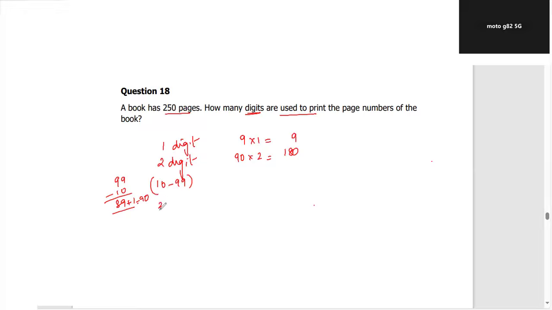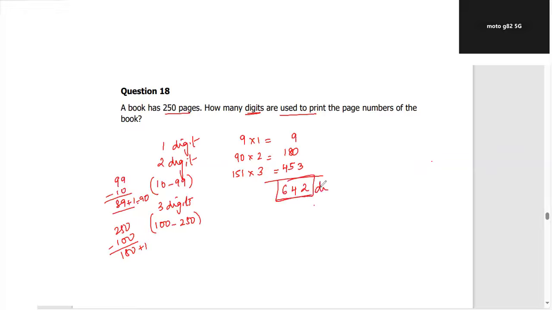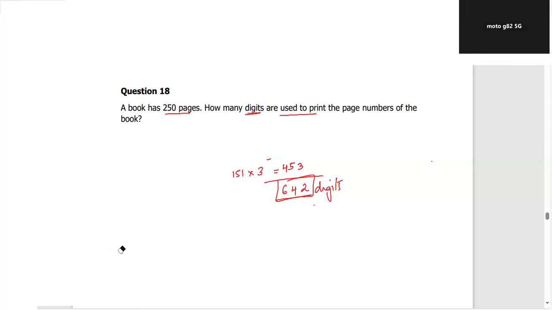Then, how many three-digit numbers? From 100 until 250. Again, 250 minus 100 is 150, plus this one, so you have a total of 151 three-digit numbers, which is 3 times 151: 3, 15, 1 carry, 453. Add it up. So you get 2, 1 carry, 4, 1 carry, 6. So a total of 642 digits are used to print 250 pages in this book. Let's move on to the next question.